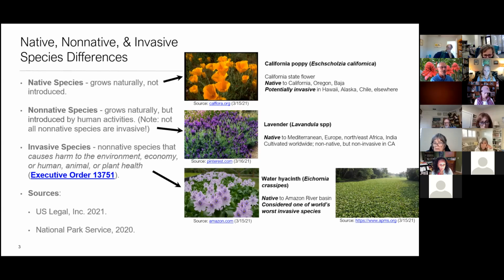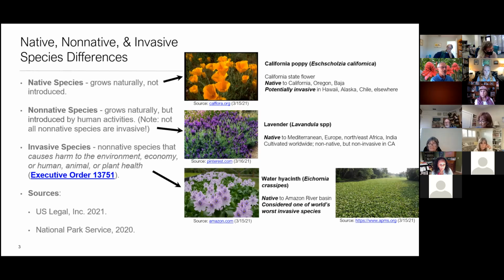It's super productive. And it's an aquatic plant, came from the Amazon River basin. It's all over the world. And it causes severe harm, which I'll talk about later.